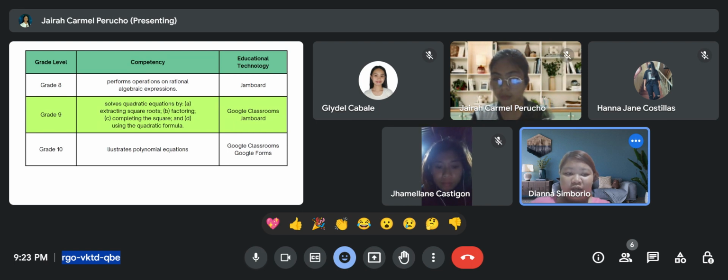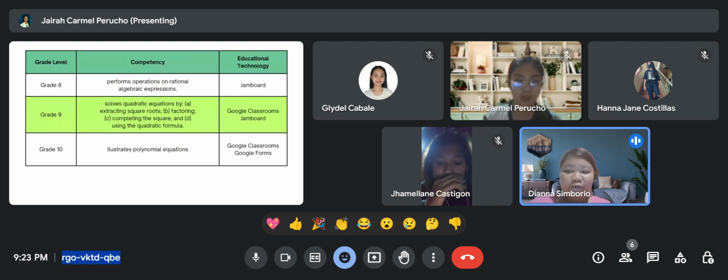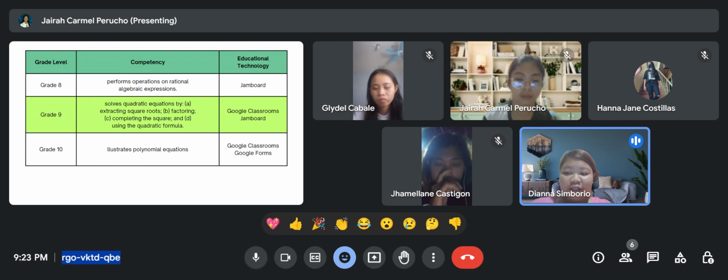And for example, we have oral recitation. The teacher can have oral recitation with the students so that they can illustrate polynomial equations. So that's all for lesson 1.